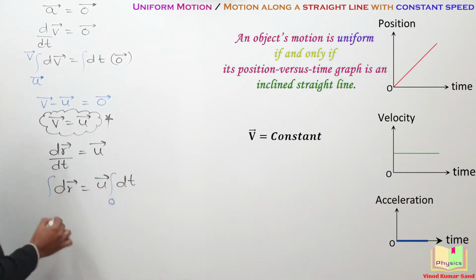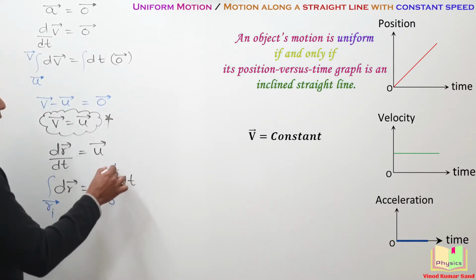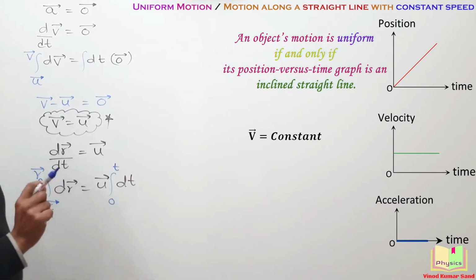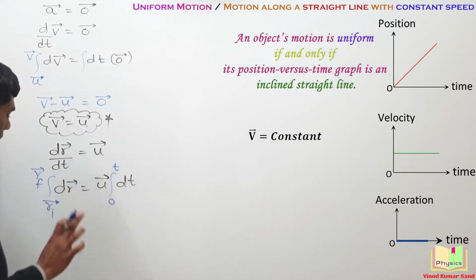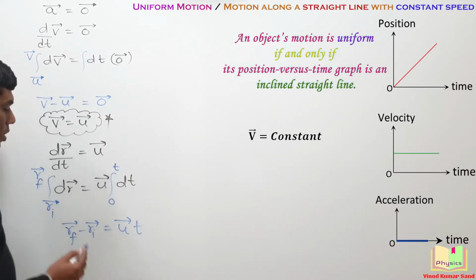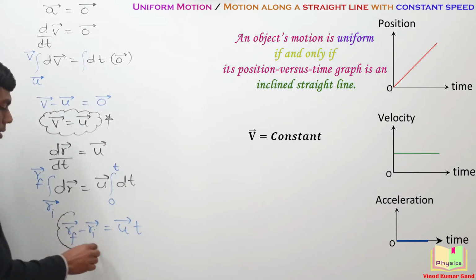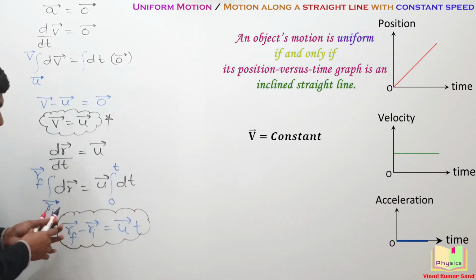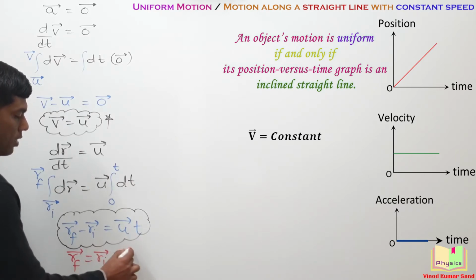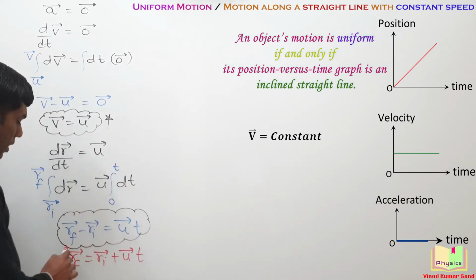When time is 0, let's say the initial position of the particle is indicated with the r initial vector. When time is t, this final position is indicated as r final vector. Okay, simplifying it, what you will get: r final vector minus r initial vector is equal to ut. This is another important formula, or from here we can deduce that r final vector is equal to r initial vector plus ut. Is it okay?